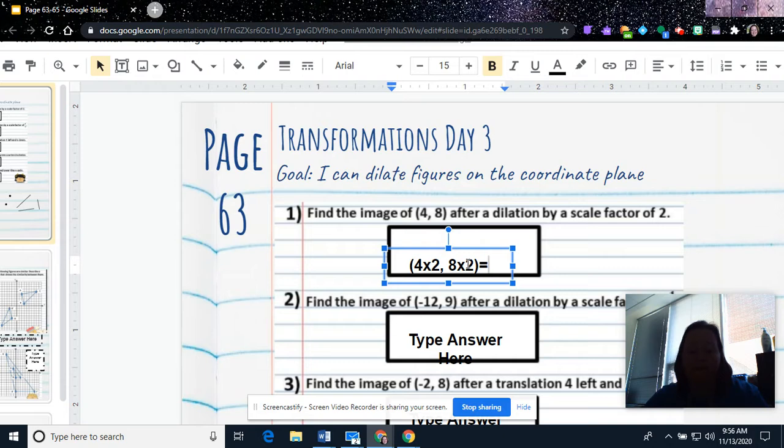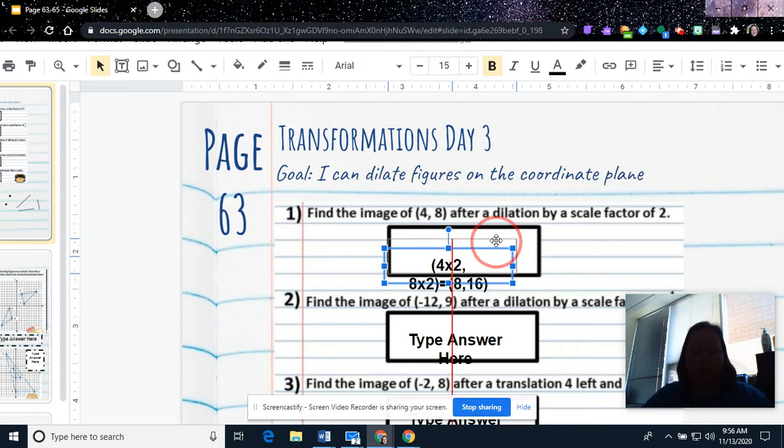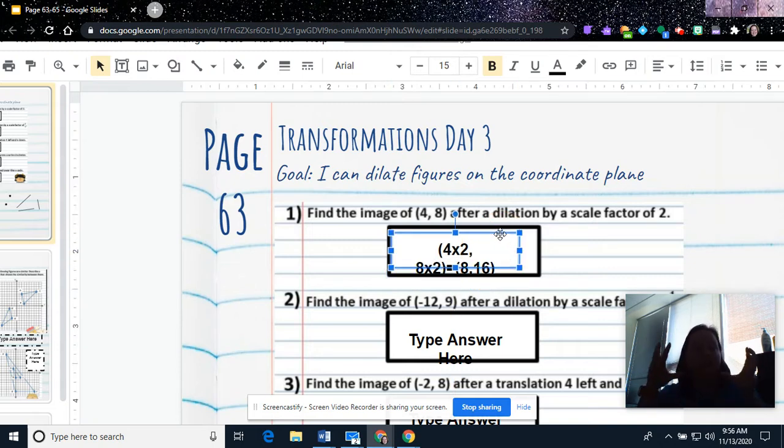So basically what this becomes is 4 times 2 is 8, 8 times 2 is 16. So the ordered pair that was at 4, 8 is now going to be at 8, 16. So visualize with me real quick, and we'll do some later. If I had a rectangle and one of the corners were at 4, 8, like right here, and then now it's going to be at 8, 16, you're going to see what happens when you do that to all 4 of them. It's going to get a lot bigger on the coordinate plane.